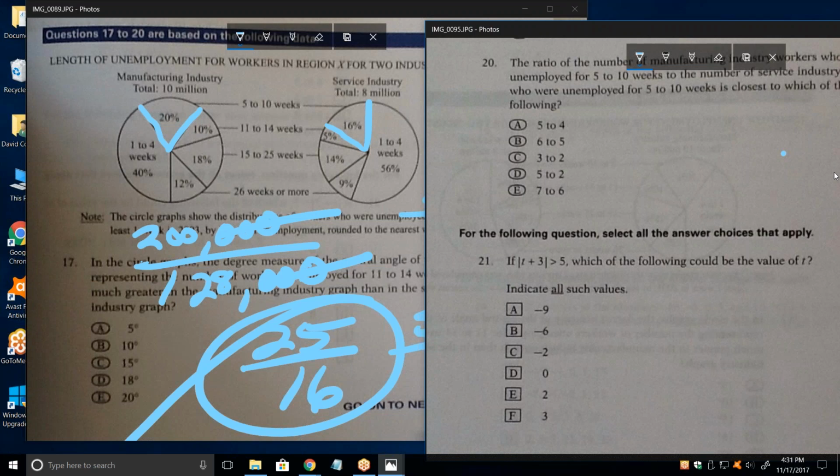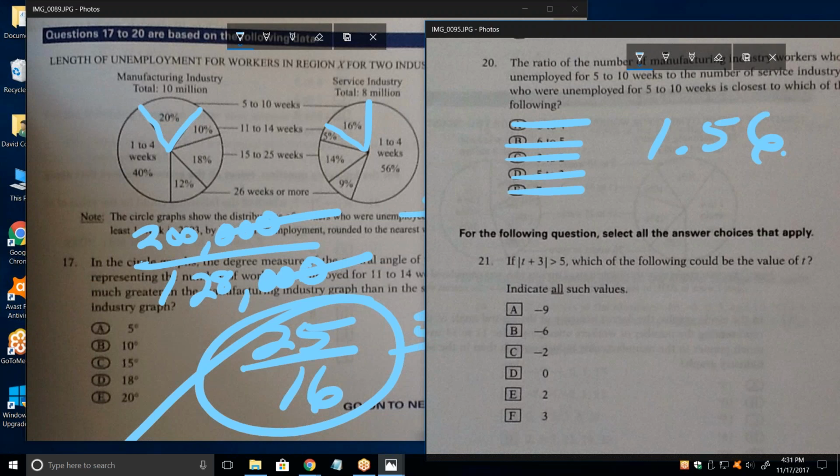What's 8 times 16? No, that's 128. Do you have your calculator? What's 200 divided by 128? I do. 1.5625. 1.56. It's not that. It's not that.